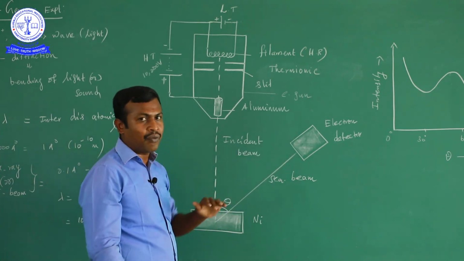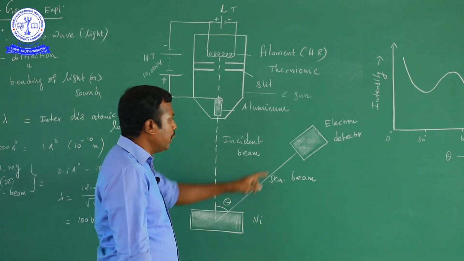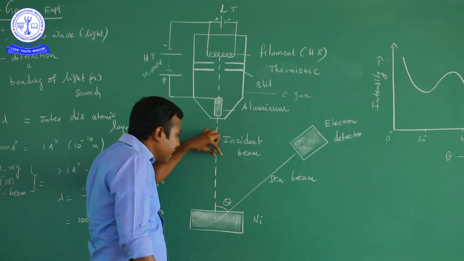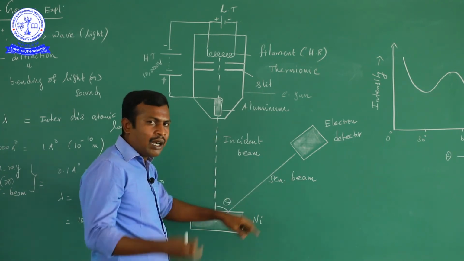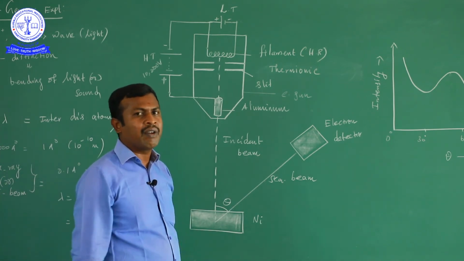The electron detector is not a fixed one. இது fixed one கிடையாது. It is a movable one. So due to the movable electron detector, we can change the angle between the incident beam and the scattered beam, to find at what angle we obtain the maximum intensity. So this is the concept we are going to find.